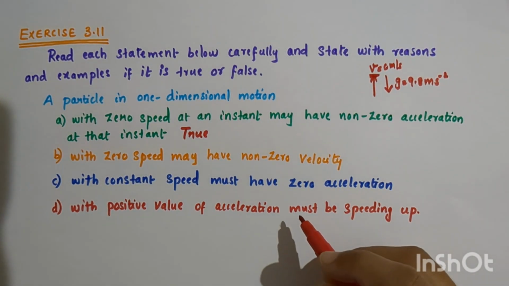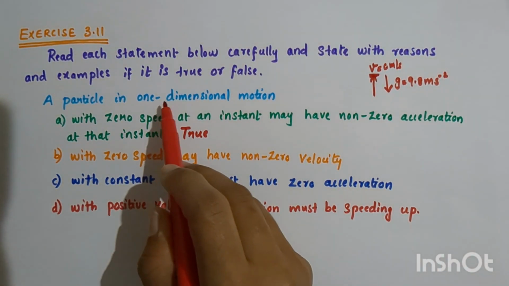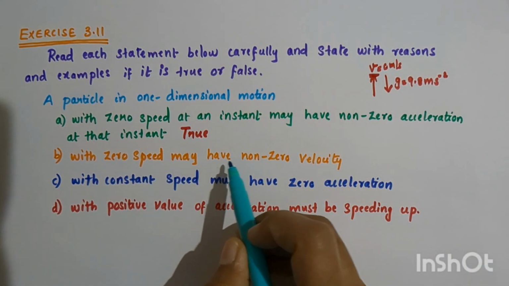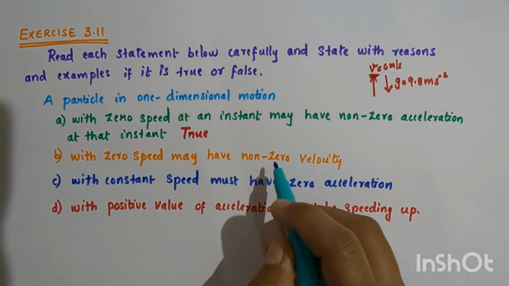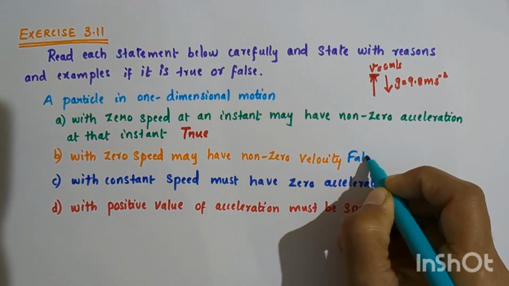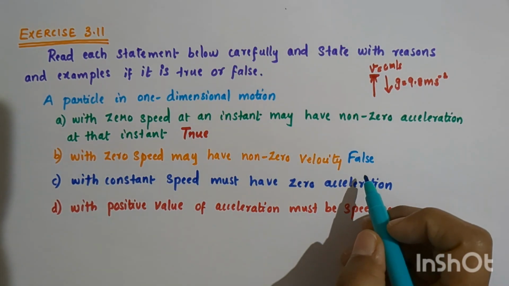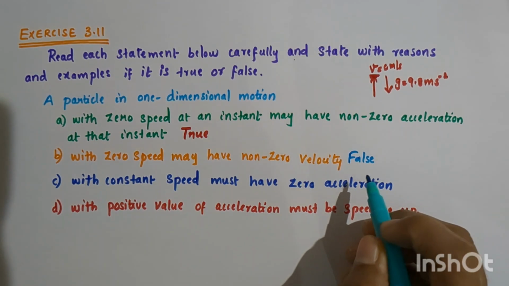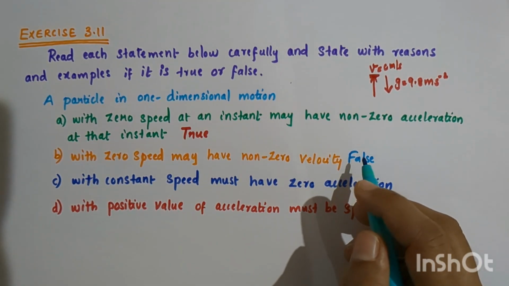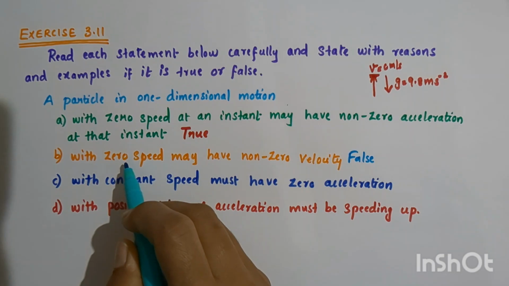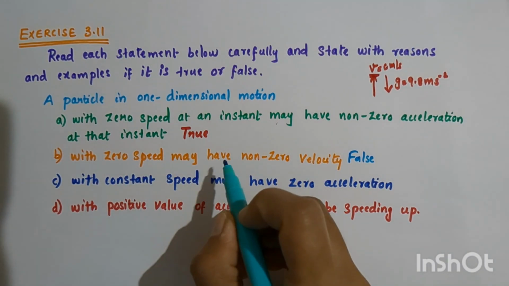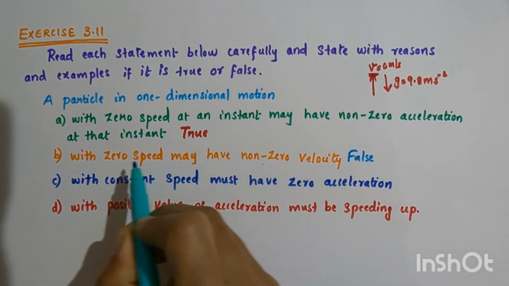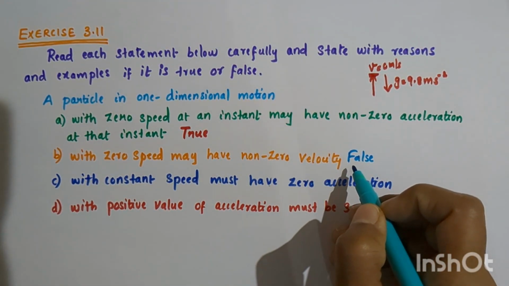Now let us see the next one. A particle in one-dimensional motion with zero speed may have non-zero velocity. It is a false statement. Why? Because we know that velocity is simply speed with direction. That is, speed is the magnitude of velocity. So if speed is equal to 0, then velocity also will be equal to 0. So it is given that it has a non-zero velocity with zero speed, so that is a false statement.